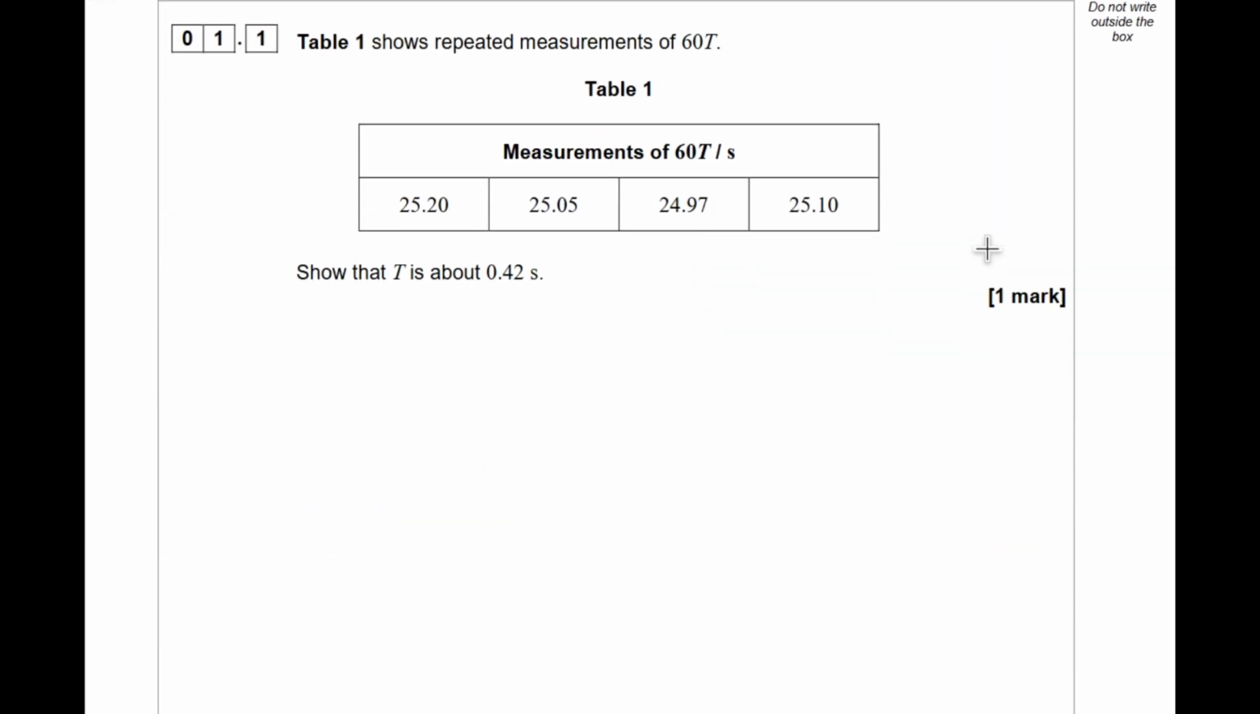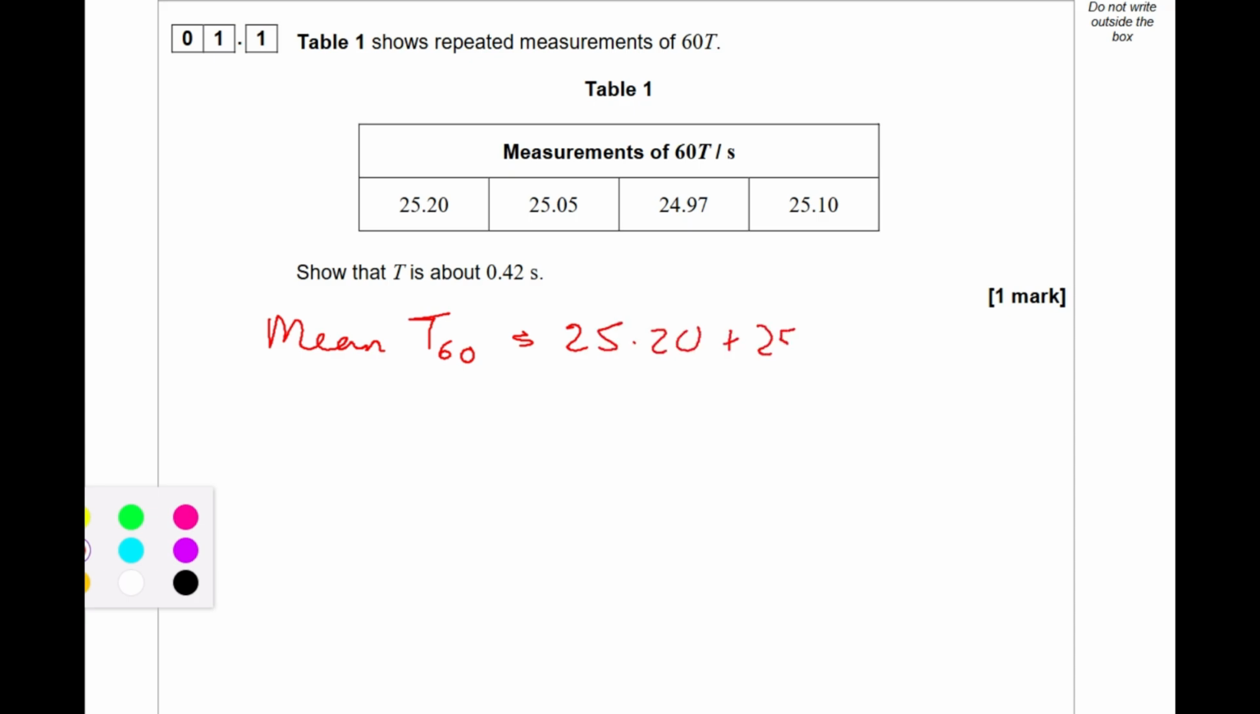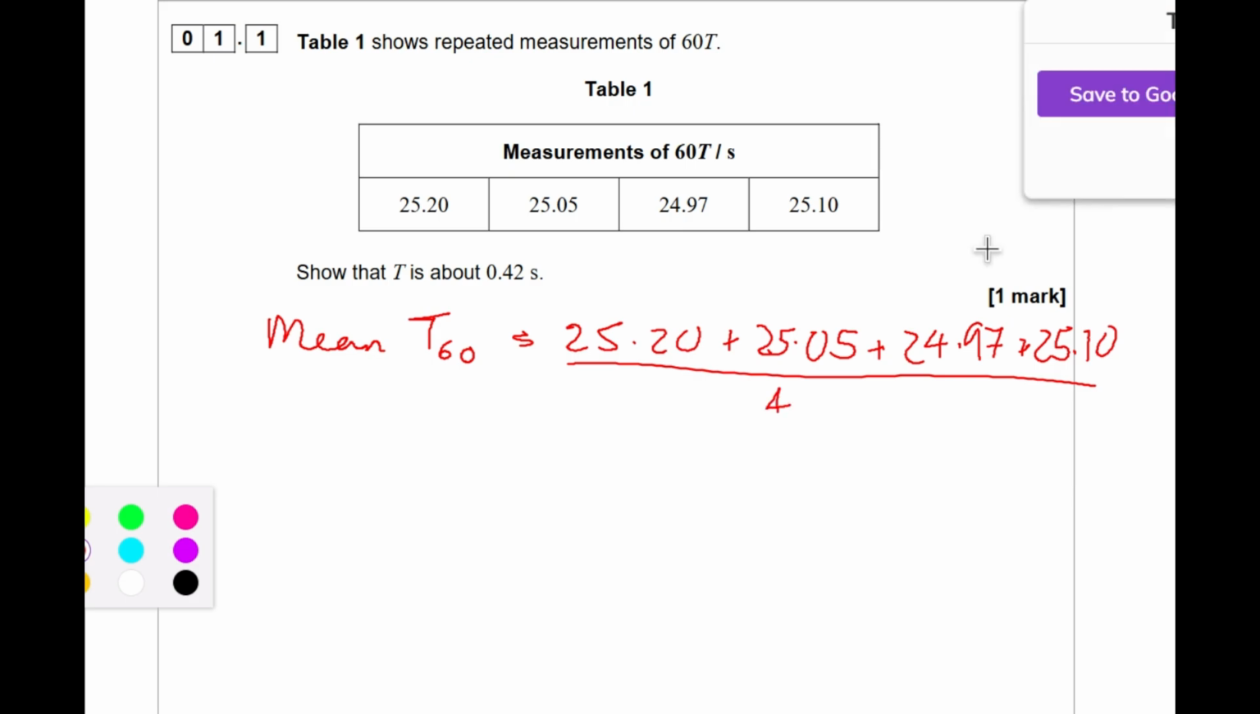The table shows measurements of 60t. Show that t is about 0.42. The best thing to do is work out the mean T60, so your basic averages. That's 25.20 plus 25.05 plus 24.97 plus 25.10, and then divide that by 4. It says show that, so you've got to show it. Once you've got that, let me just work that out. That gives you a mean of 25.08.